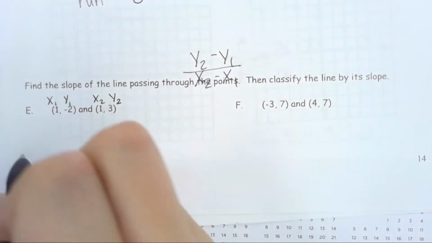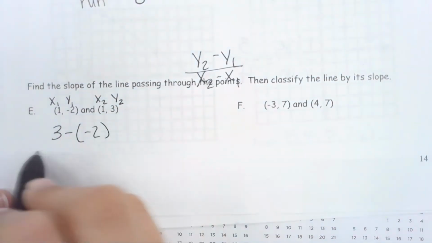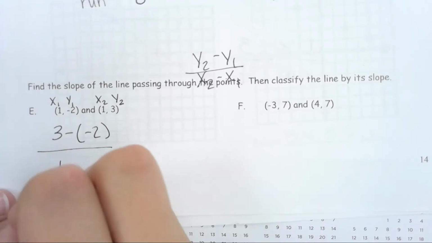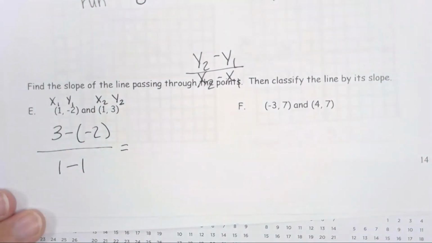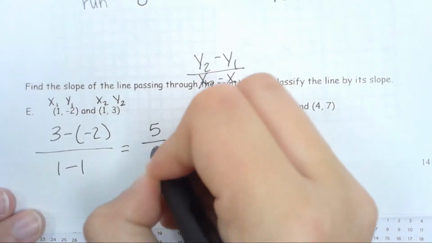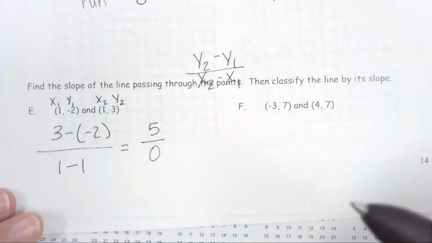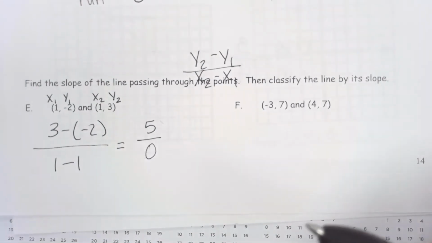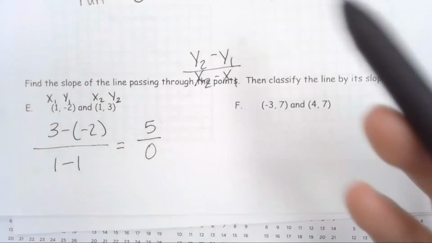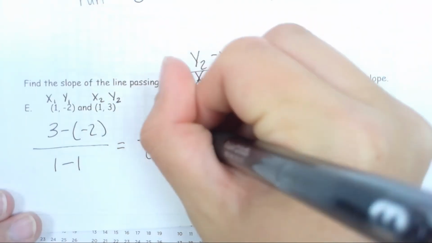So y2 minus y1, this would be 3 minus -2. And then x2 minus x1, this will be 1 minus 1. And if we simplify that, that would give us 5 over 0. So remember, plug that in your calculator and see if it equals 0 or if it equals an error. And in this situation, it's going to give you an error, which means that this is an undefined slope.